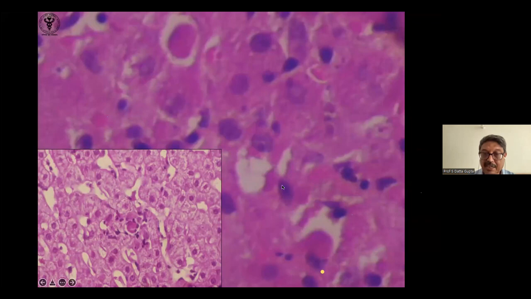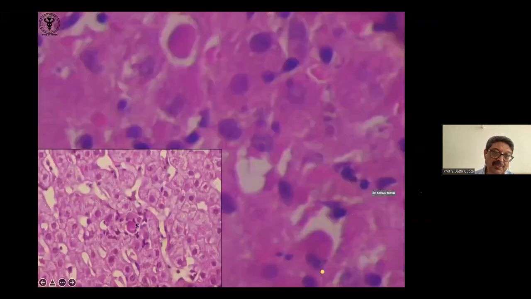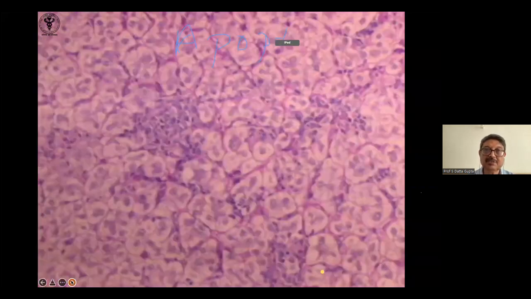Now this is how an apoptotic cell looks. It looks like somebody has put in a syringe and pulled out whatever there was there. So this cell drops out from the scaffolding of reticulin. The architecture is still maintained and the adjacent liver cells regenerate to fill up this gap. This is another apoptotic cell. So this is a form of single cell necrosis, spotty necrosis, or focal necrosis.